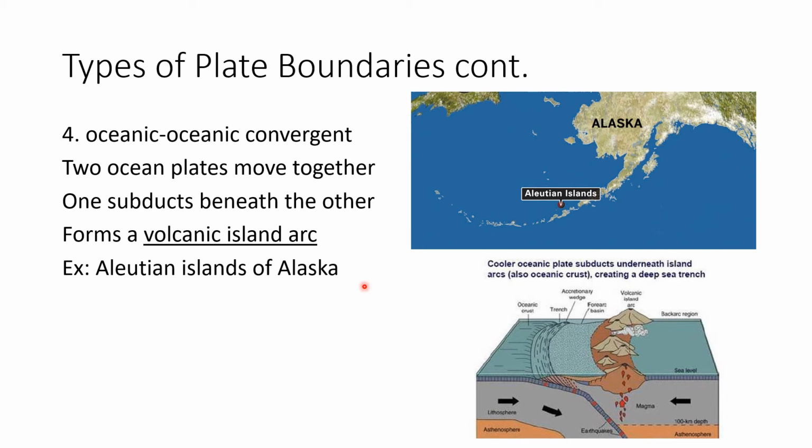The example of this is the Aleutian Islands of Alaska. So here's Alaska, way up north in Canada area, and this ocean plate is moving in this direction. This ocean plate is moving in this direction. Right here, this Aleutian Island arc is where they met, and there's a bunch of volcanoes formed right here.